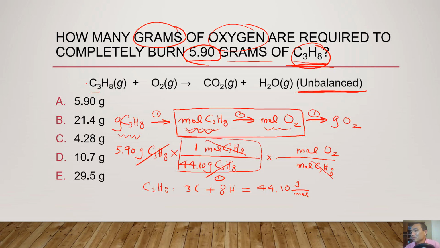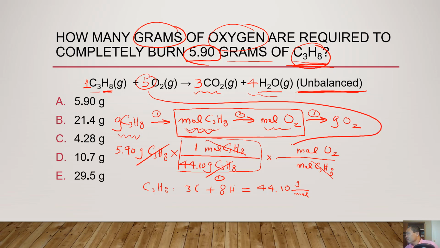Balance carbon first. You have 1 over there, you have 3 over here. The next thing, you look at hydrogen. You have 8 hydrogen, and 1 H2O only has 2, so you put 4 over here. Now you look at oxygen. On the right side, you have 6 plus 4, that's 10 total oxygen, so you need to put a 5 over here. Okay, the chemical reaction is balanced. So this 5 will be 5.